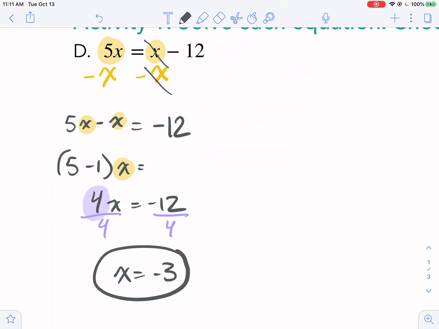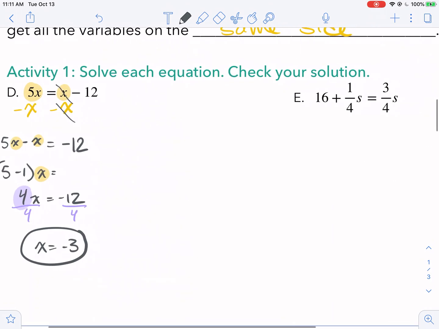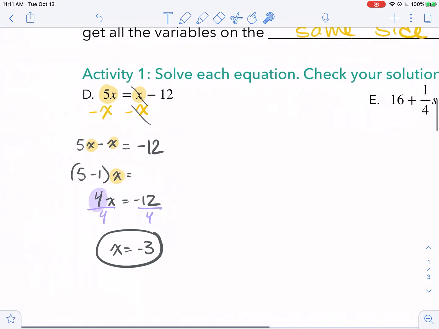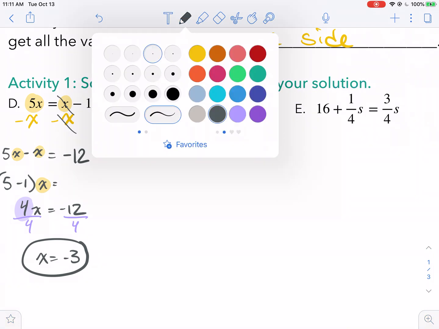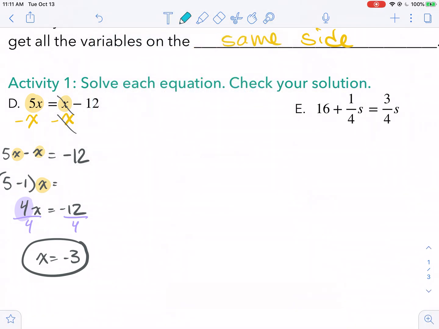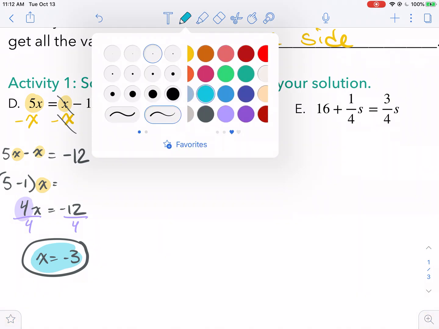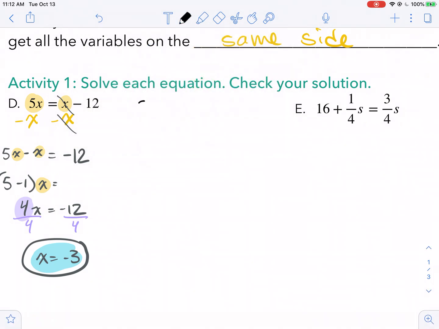Whenever we solve an equation, it's very important that we check our solution. So we're going to check our solution by substituting it back in. So I claimed earlier that x equals negative 3. So I'm going to take x equals negative 3 and plug it back into the original equation. The original equation said 5x equals x minus 12. So let's plug in x equals negative 3 and see if that's true.